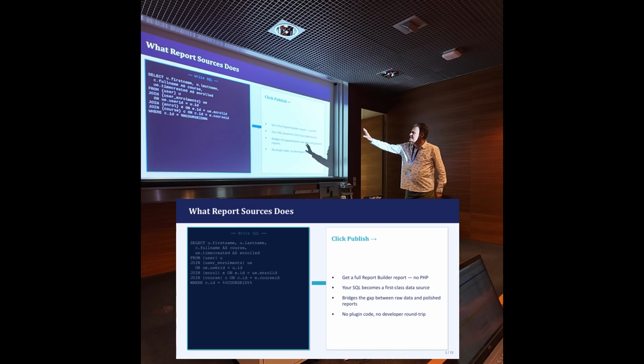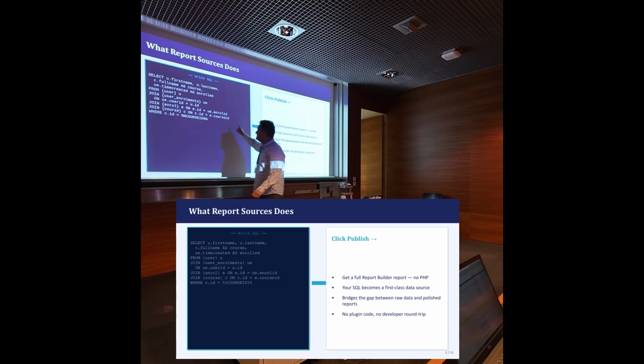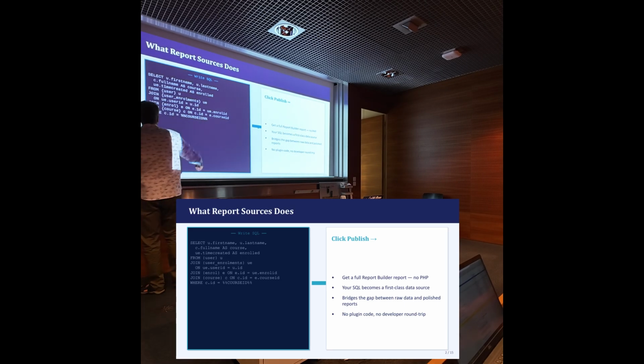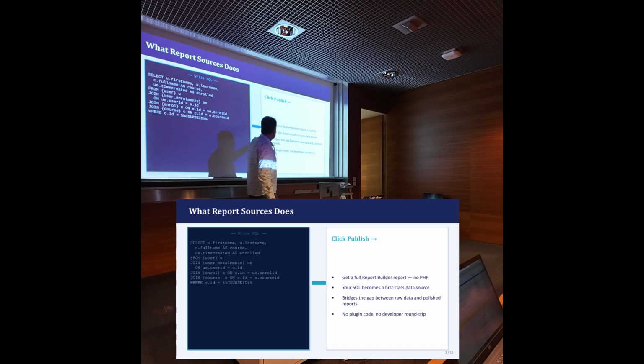Okay, so you can see here, this is an example of a fairly complex query, but I want to point something out to people who know about this: this is what you do if you're doing configurable or ad hoc. With this plugin, you don't need squiggly braces, you don't need PHP MDL underscore. If you put them in, it's fine, it accepts it, but you do not need it. So that's just one less thing to think about. You get a full Report Builder report, no PHP, your SQL becomes a first class data source. It bridges the gap between raw data and polished reports.